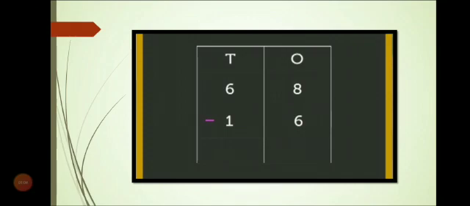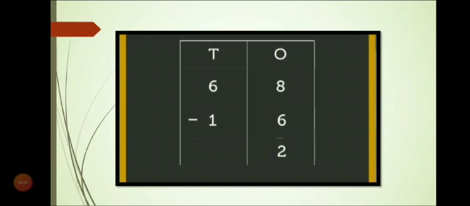Here, let's subtract 68 minus 16. Children, first we have to write the numbers 68 and 16 in the place value chart, that is in the ones and tens column, as I have shown here. Now, first subtract the number 6 from number 8 in the ones column. We get the number 2. Write the answer in the ones column.